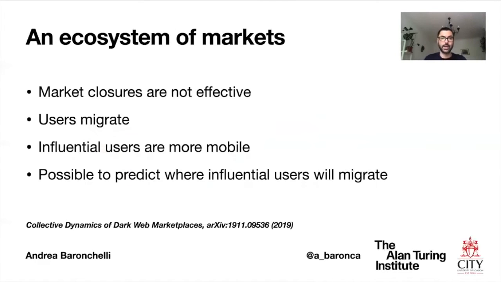So in summary, in this ecosystem of markets, market closures are not effective because users migrate together to the same alternative market, preserving the user experience of a very rich market. Influential users are more mobile, and it's possible to predict where they will migrate. Results are in this preprint.